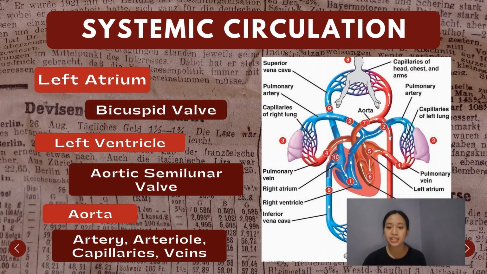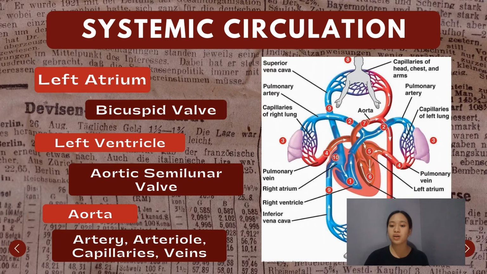So in this slide, I will now explain the flow of systemic circulation. The pulmonary vein will drain oxygenated blood to the left atrium. Because of the pressure from the atrium, the valve between the left atrium and the left ventricle, which is called the bicuspid valve, will be forced to open so that the blood will be drained to the left ventricle.